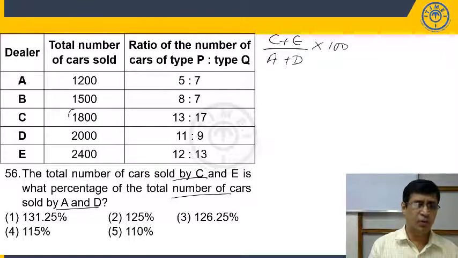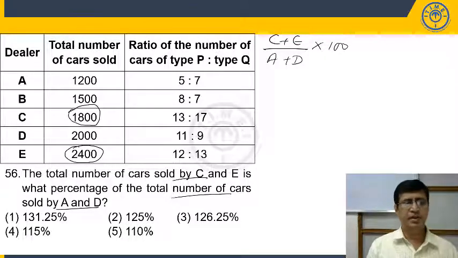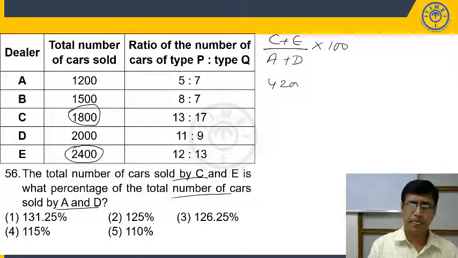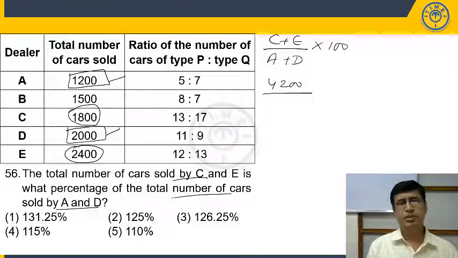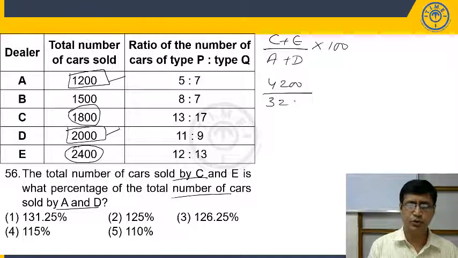C and E. What is the value of C and E? C and E means 1800 plus 2400. 18 plus 24, how much is it? 4200. What about A and D? The value of A is 1200. The value of D is 2000. So how much is the value? 2000 plus 1200, it is 3200, into 100.